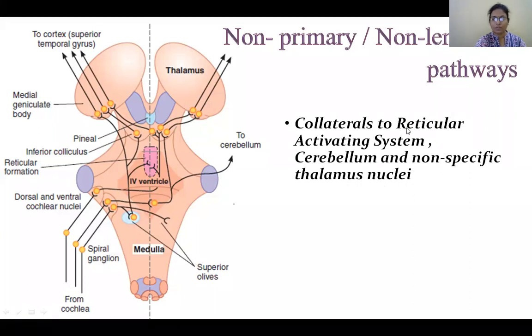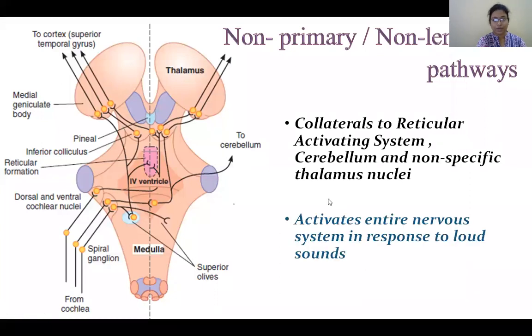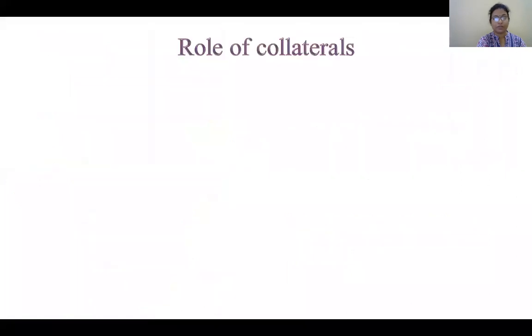Now, as we know, the reticular activating system and the non-specific thalamic nuclei have projections towards different parts of the brain. That's why the entire nervous system gets activated in response to loud sounds, because of intense connectivity with the different parts of the brain. So what is the role of this collateral?